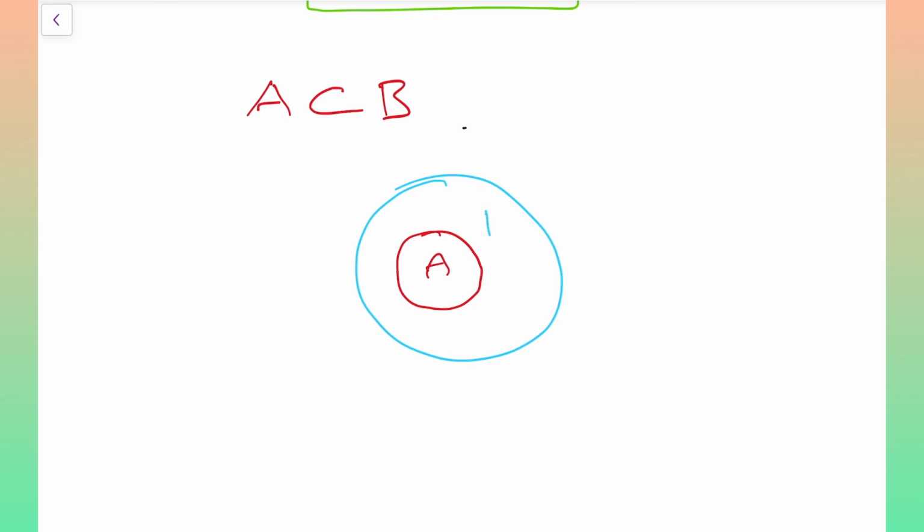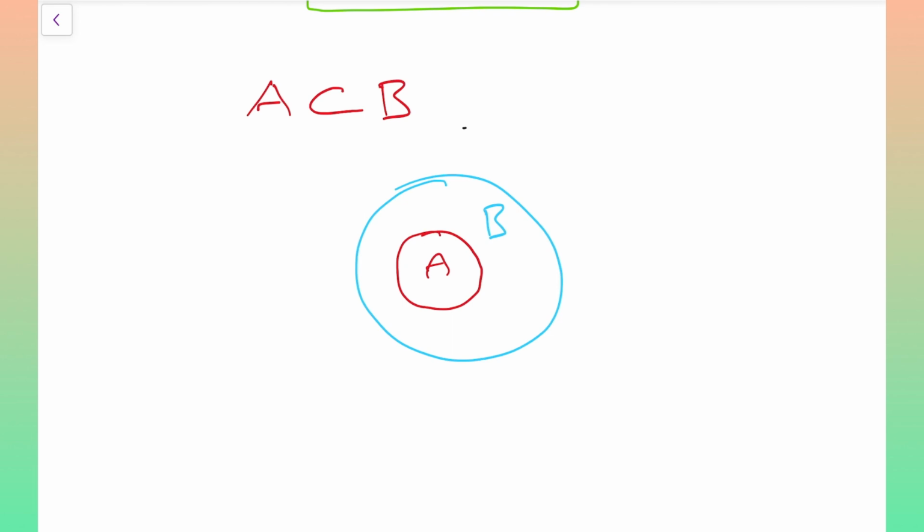Next, one more important Venn diagram, that is A. This symbol indicates subset. A subset B. It's very easy. Draw one smaller circle for A, bigger circle for B. So this is A is subset of B.